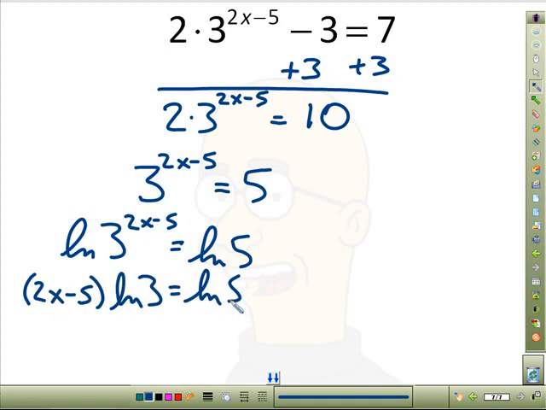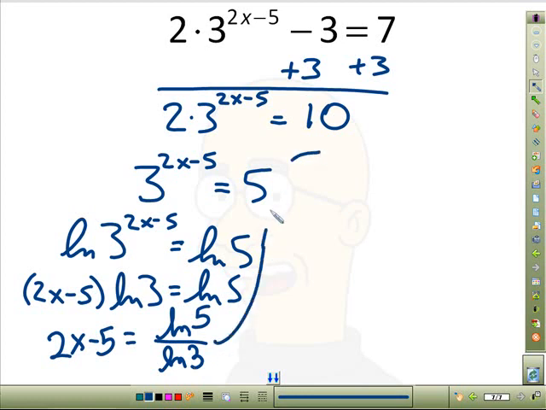Now what do you do next? What do you do next, Josh? Then you divide the natural log of 5 by the natural log of 3. So you keep the 2x. That's perfect. So natural log of 5 divided by natural log of 3. Okay. Now you add 5. So now we add 5. 2x equals the natural log of 5 over natural log of 3 plus 5.